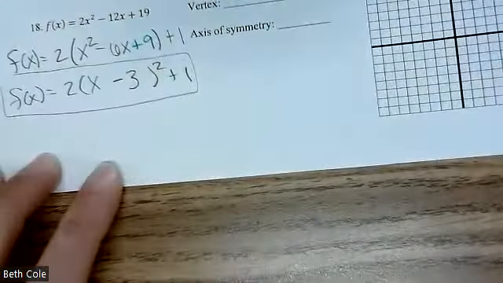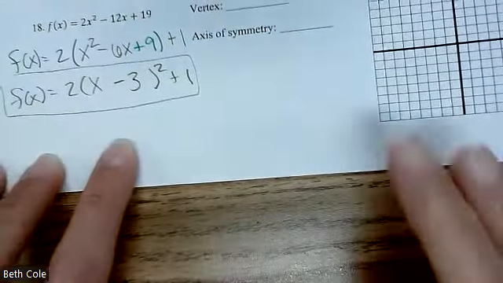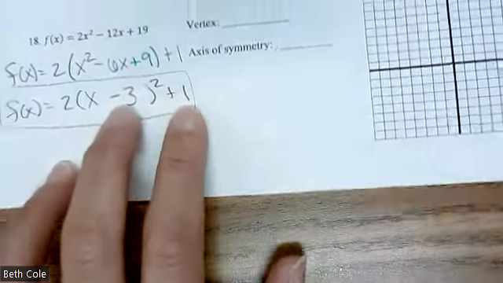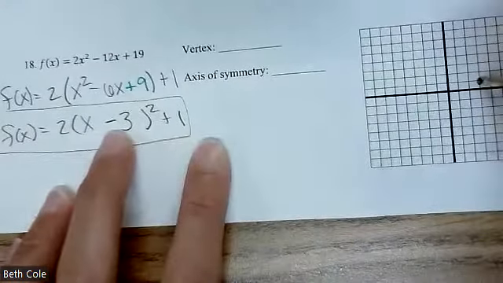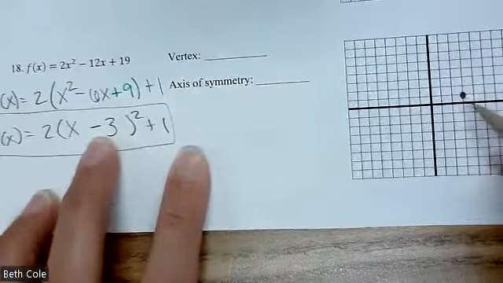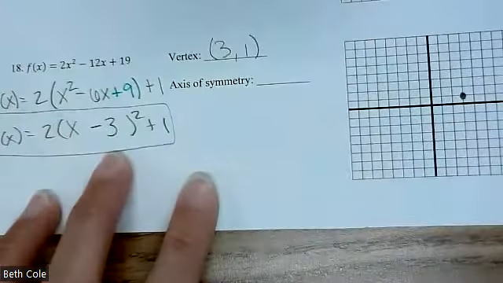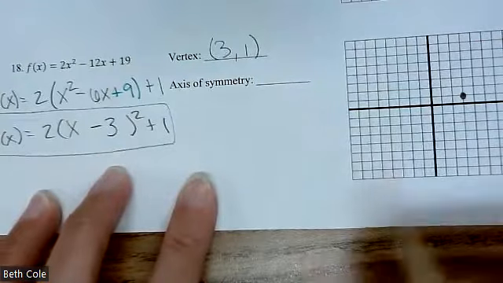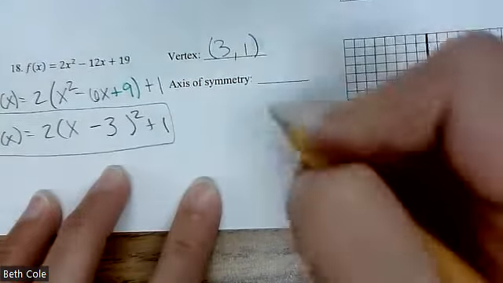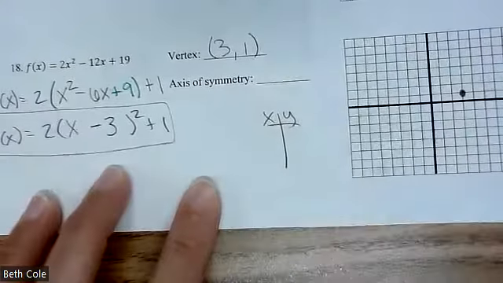X minus 3. And the whole point is now you can see the transformations. That's the whole point. How did this shift? Good. Right 3, up 1. I'm going to put that point. So 3, 1 is your vertex. And it's going to go up like this, but I'd like at least another point.